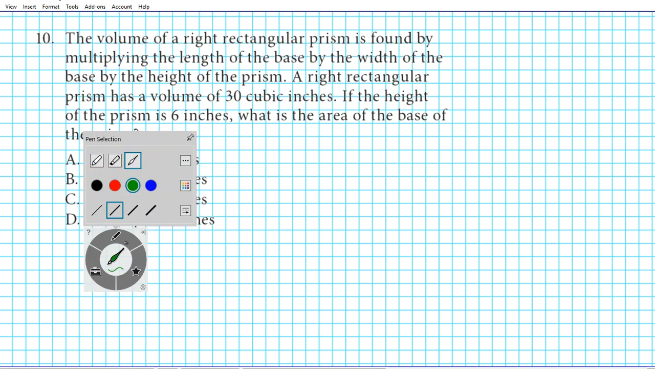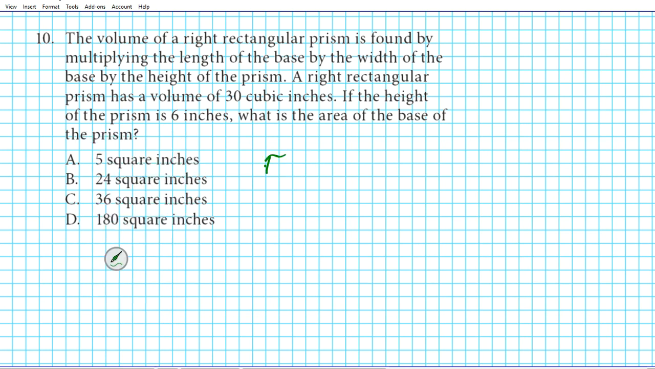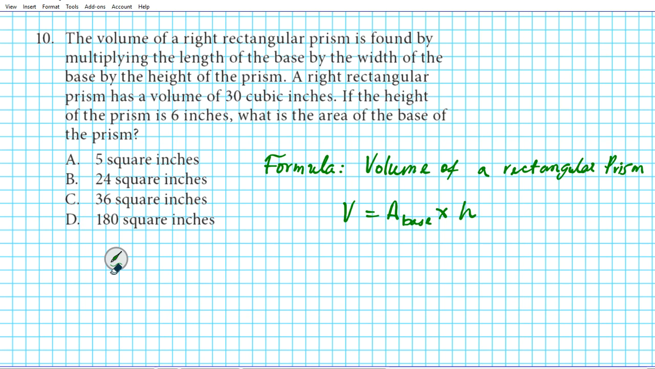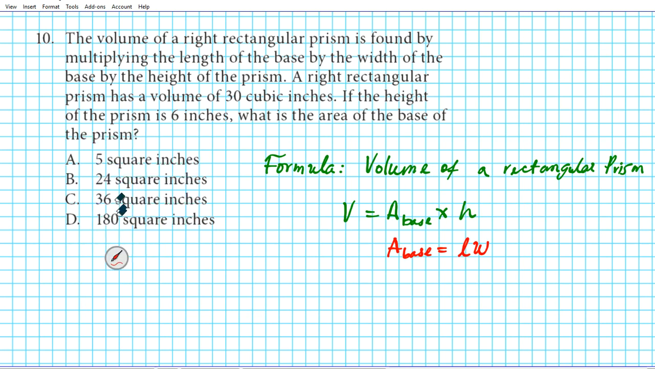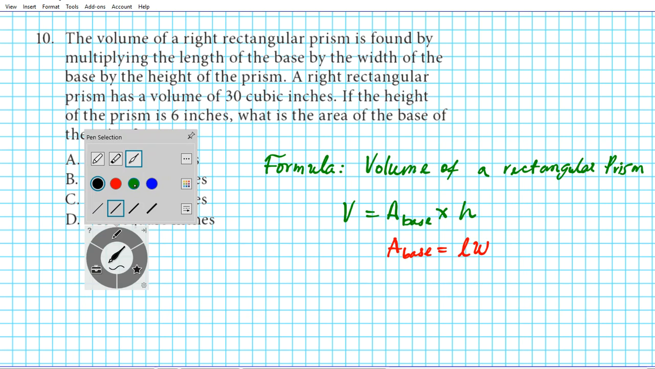Okay, so let's write down some formulas that we might or might not need. So formula for volume of a rectangular prism. Okay, so the formula for volume is basically the area of the base multiplied by the height. Alright, but the area of the base of a rectangle, we know that from geometry, area of the base is given by length times width. If we make the substitution here, we have another form for the volume of a rectangular prism. V is also length times width for the area of the base multiplied by height.